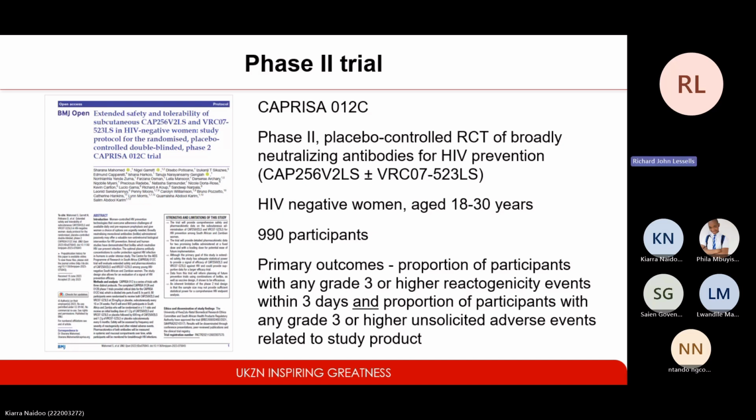Why do you think that might be? Because in the first study, we said it was women aged 18 to 45. Now in this phase 2 study, we've just got 18 to 30-year-olds.